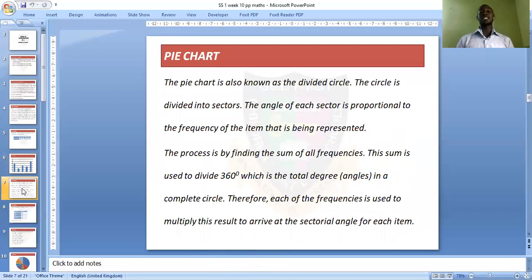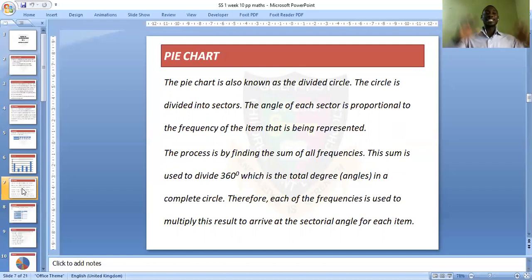The pie chart is different from the bar chart. The bar chart is represented in bars, but a pie chart is a circular representation of information in sectors. That is, the information is divided into sectors in a circle. And you already know the sum of angles in a circle is 360 degrees. So I represent all this information in sectors that accumulate to 360 degrees. So how do you do that?